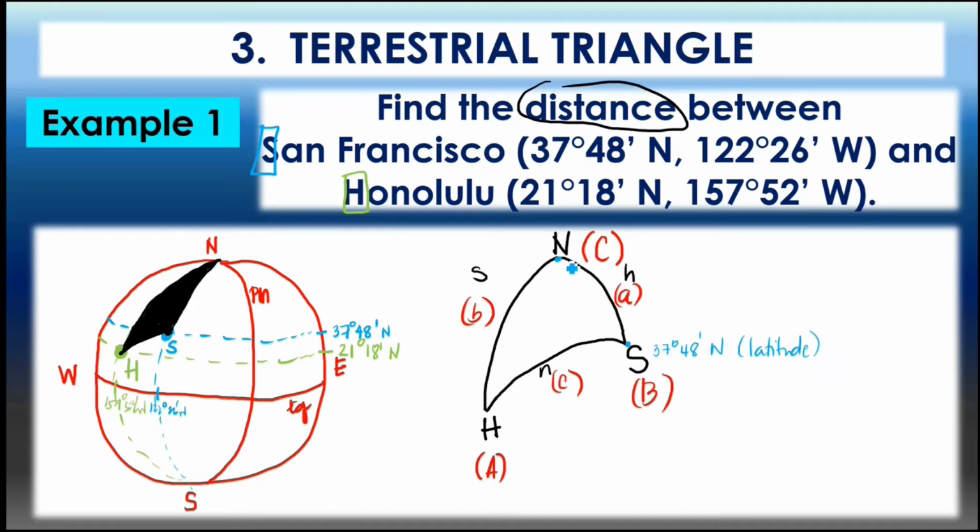If we would like to know the measure of small a here, which is our small h, if you can still remember our lecture about the colatitude, it means we can subtract the latitude of S from 90 degrees. So H is 90 degrees minus the latitude 37 degrees 48 minutes. And therefore, the value of H would be 52 degrees and 12 minutes. So that is the measure of side H.